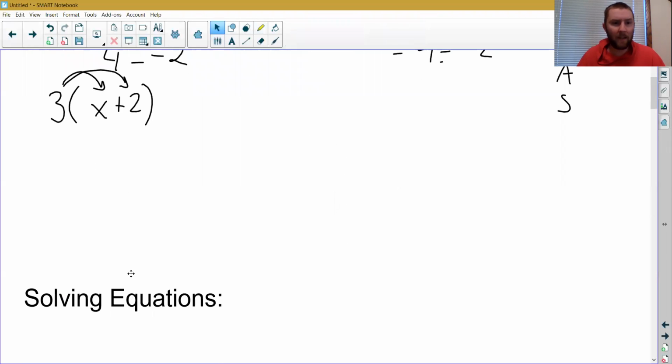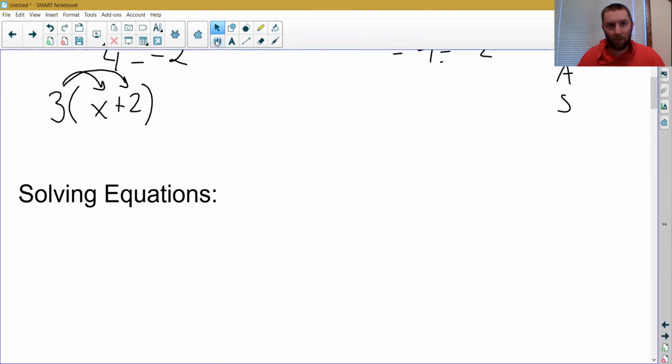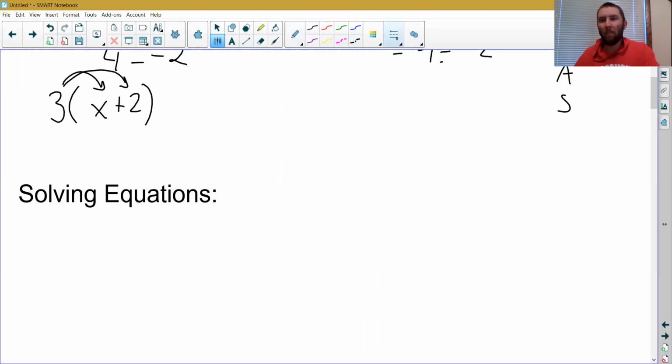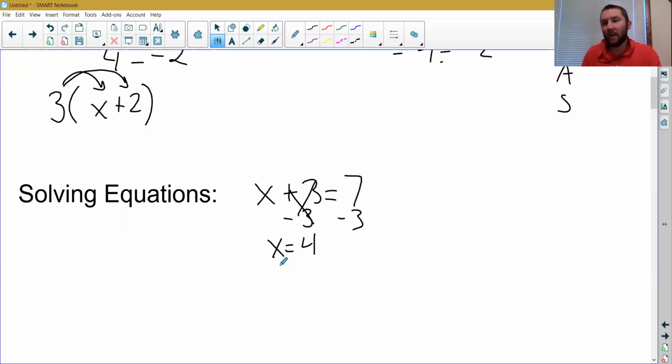Once we got the basics down, we started solving equations. We solved equations that were multi-step in the end, but we started with very basic equations like x plus 3 is equal to 7. Talking about undoing operations, doing the opposite of an operation on both sides of an equal sign, arriving at a solution when the variable is all by itself on one side of the equal sign.